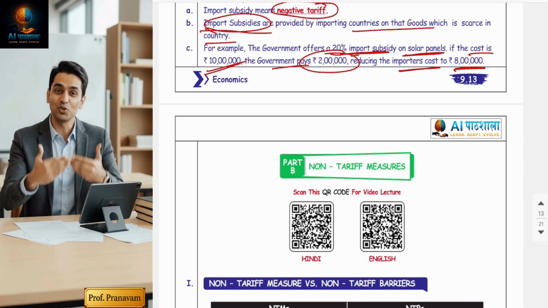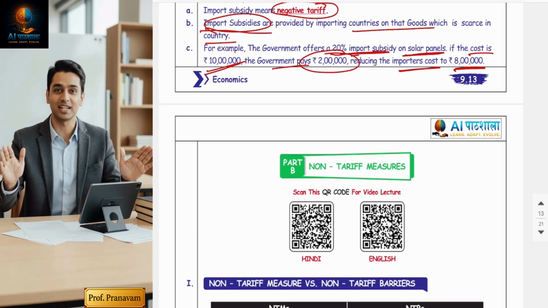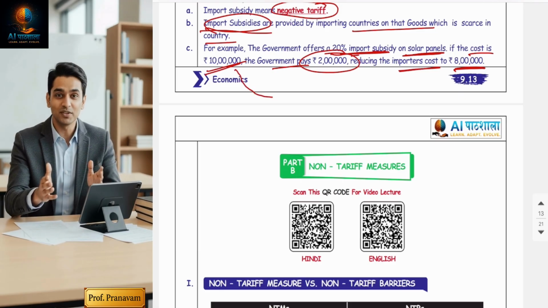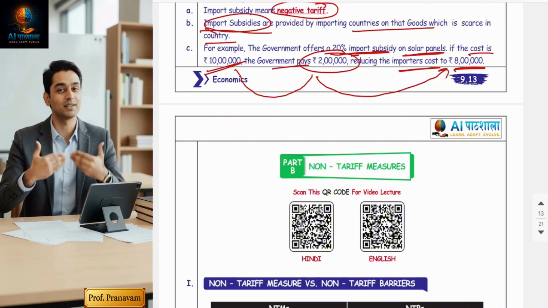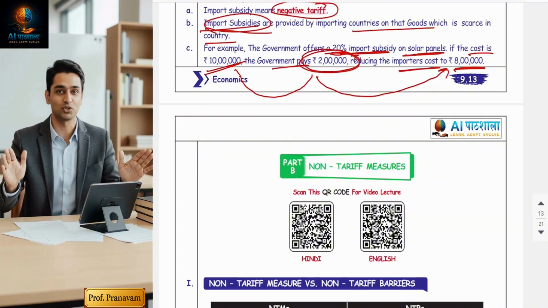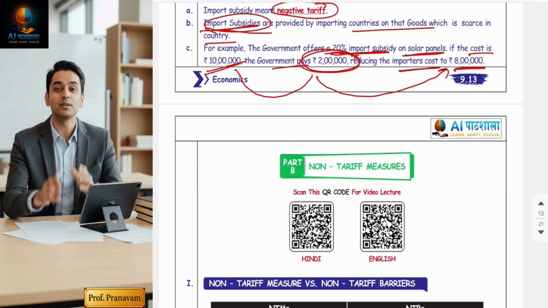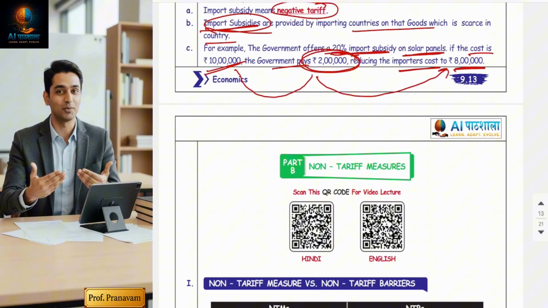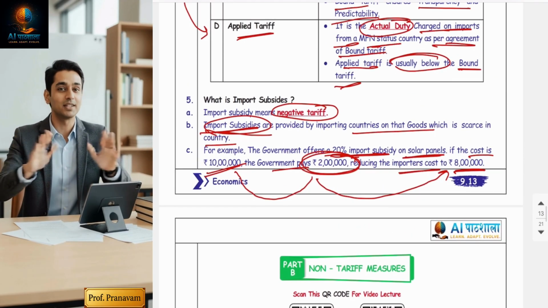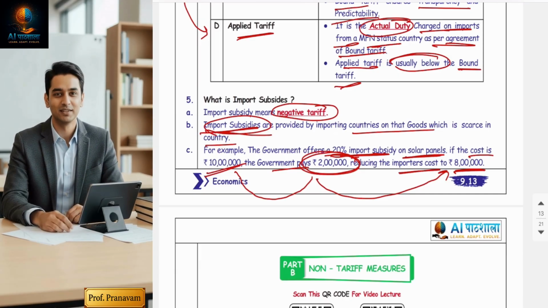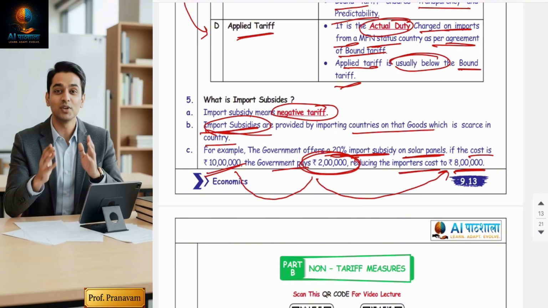So instead of charging the tax, the government is bearing the cost. Even if US companies are selling the solar panel to India at 10 lakh rupees, it will be available in the market for 8 lakh, because the gap of 2 lakh is the subsidy given by the government. This is the cost borne by the government, so that the goods are cheaply available in the market for the public. So import subsidy means the government is bearing the cost instead of charging taxes. It is a loss to the government. That's what is called negative tariff.